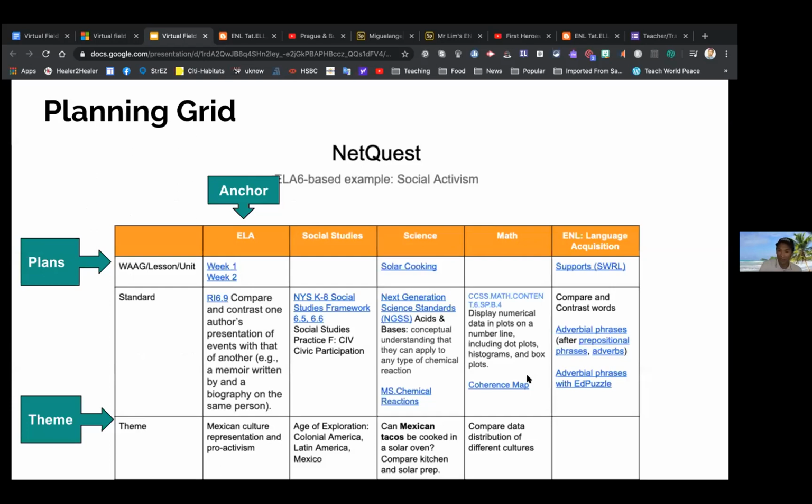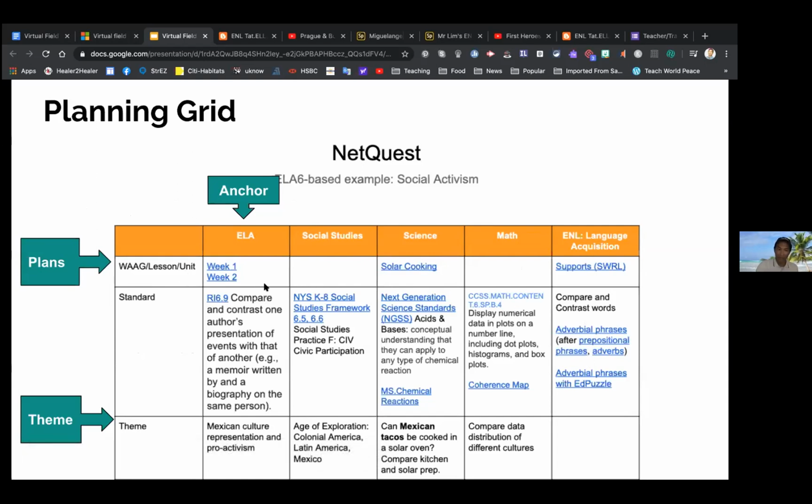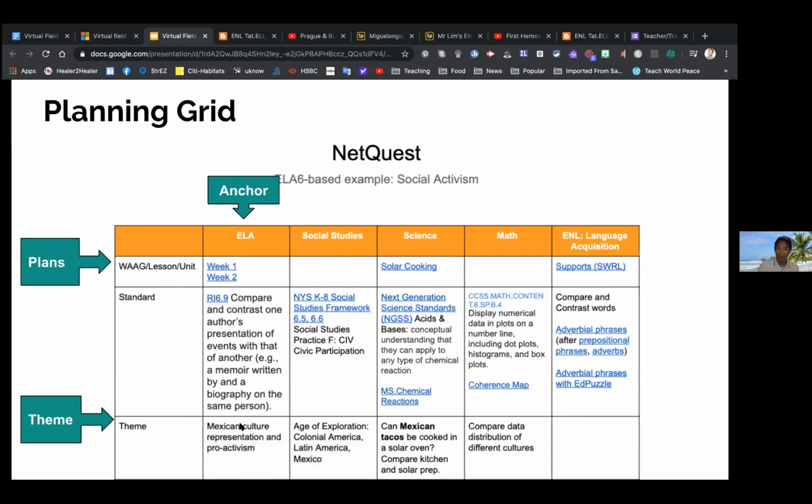Now this is my planning grid when I started. You can see that the plans are here. I linked them through for ELA, Social Studies, Science, and Math, and I added a column for the language acquisition portion, okay? We'll get to the standard next, but I wanted to point out that the theme here, I anchored to the ELA subject of the cultural representation of Mexicans. This is what they were studying this week, and before that it was Native Americans, and before that African Americans. So it's very timely that they had this type of theme.